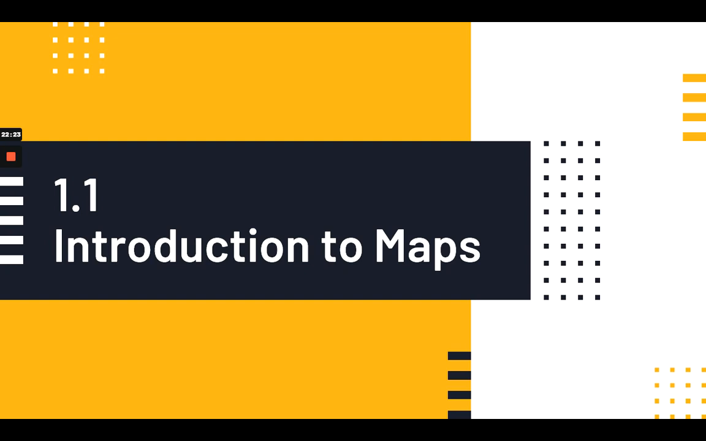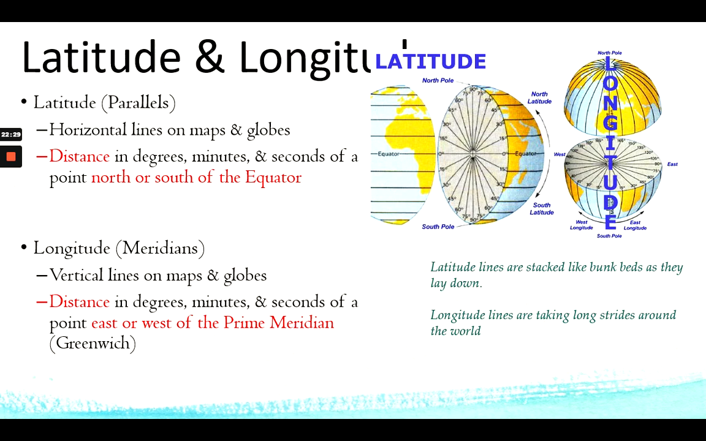All right. You need to know latitude and longitude. I'm not going to spend a lot of time on this. Latitude lines are like a ladder. They go up and down like a ladder. Latitude is how far north you are of the equator or how far south you are of the equator. Longitude is how far east you are of the prime meridian or how far west you are of the prime meridian. Where is the prime meridian? It runs through England and West Africa.